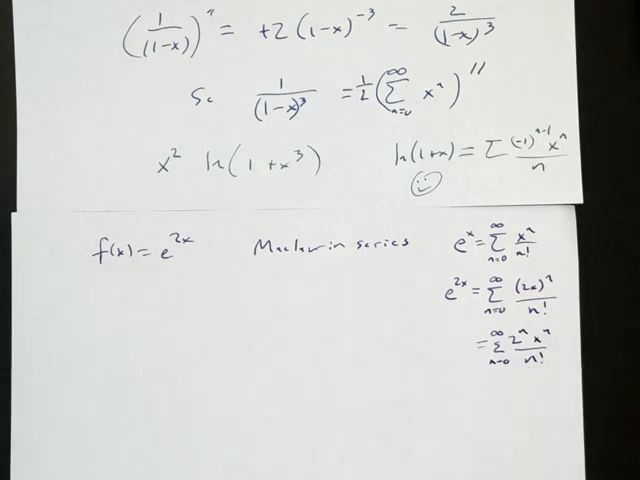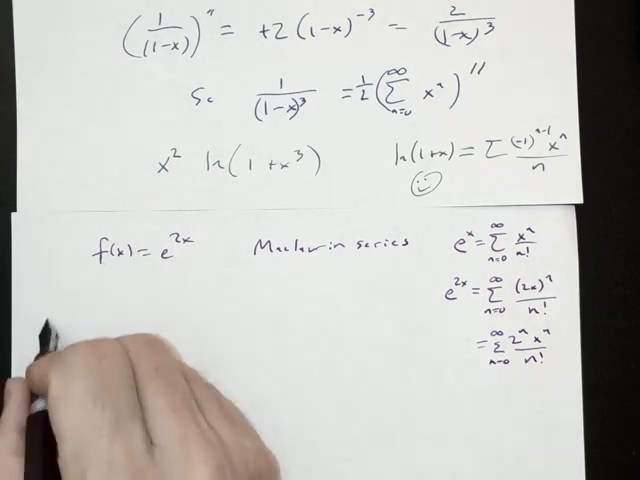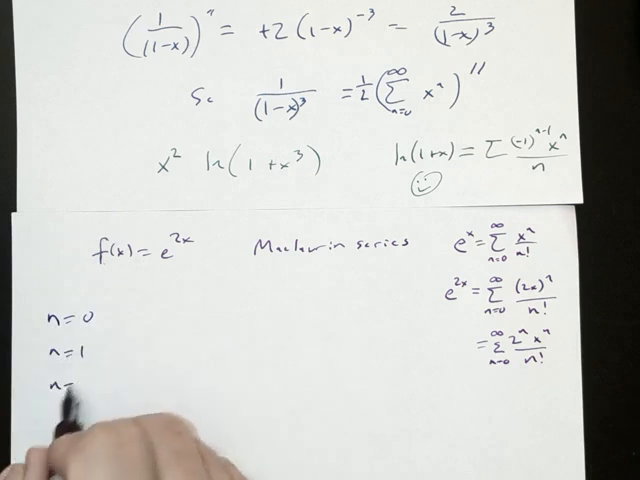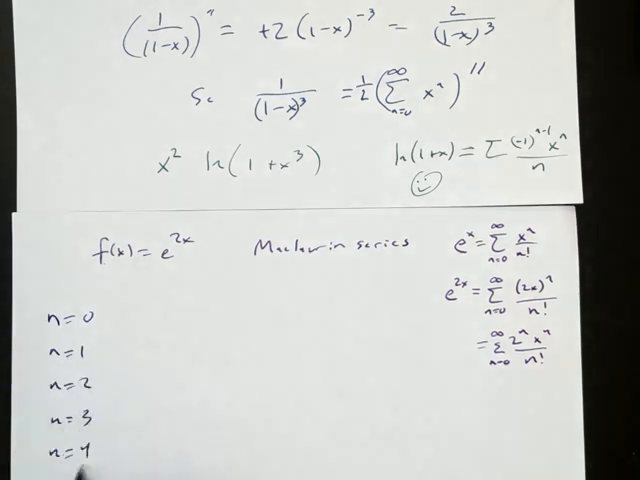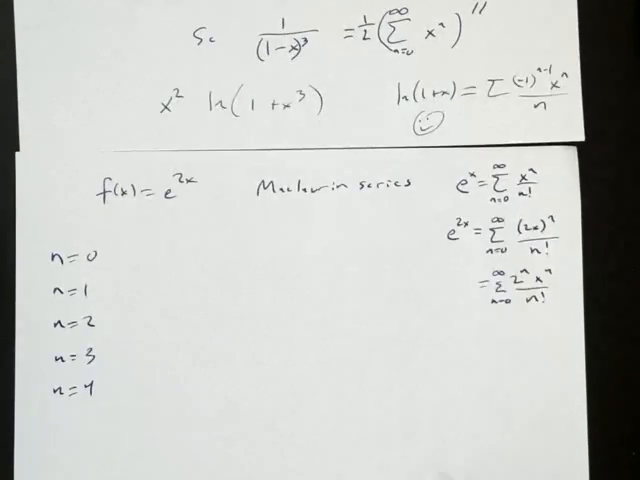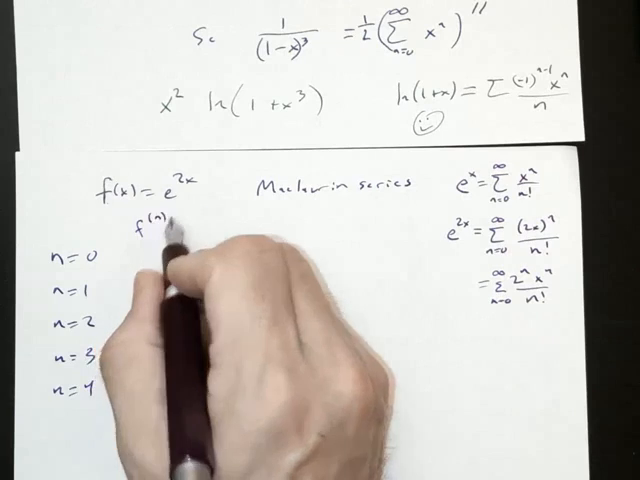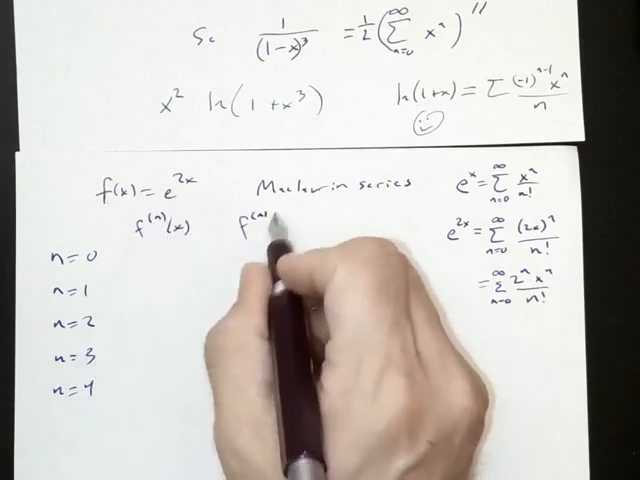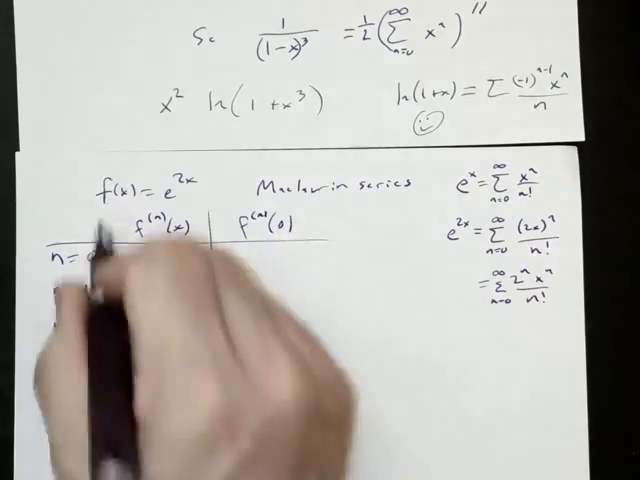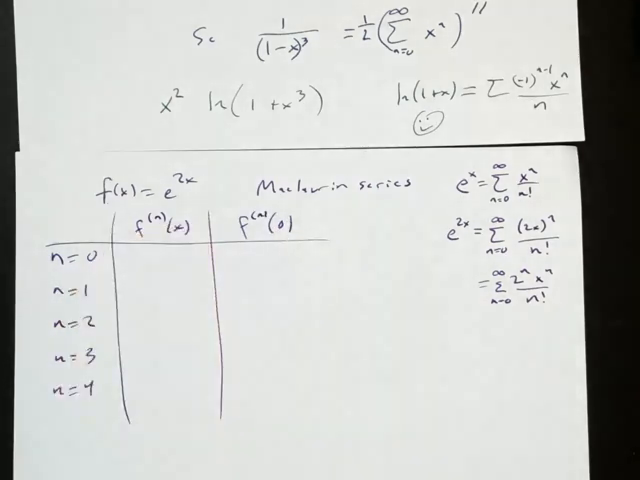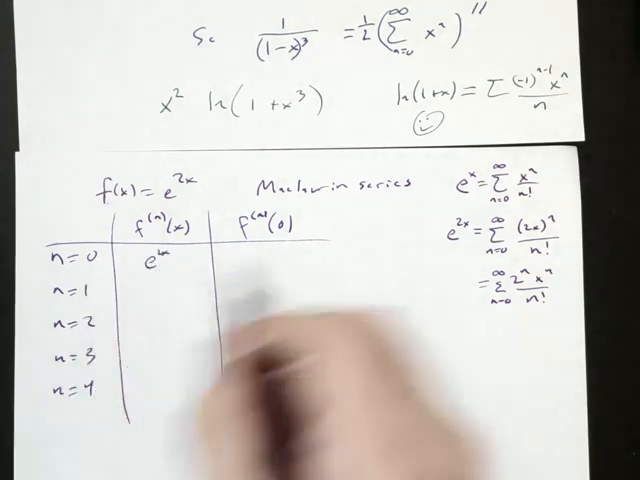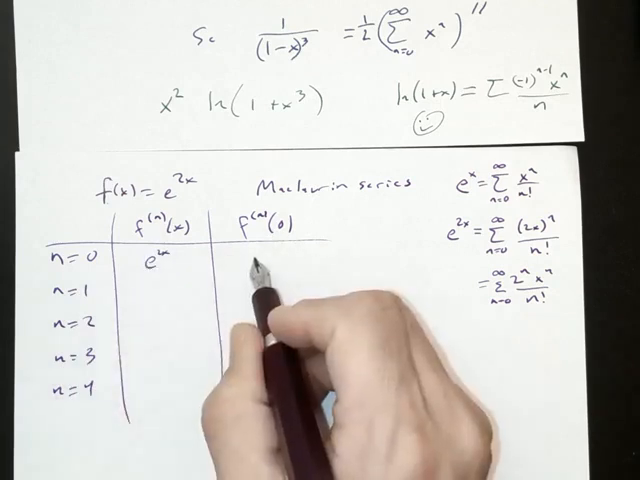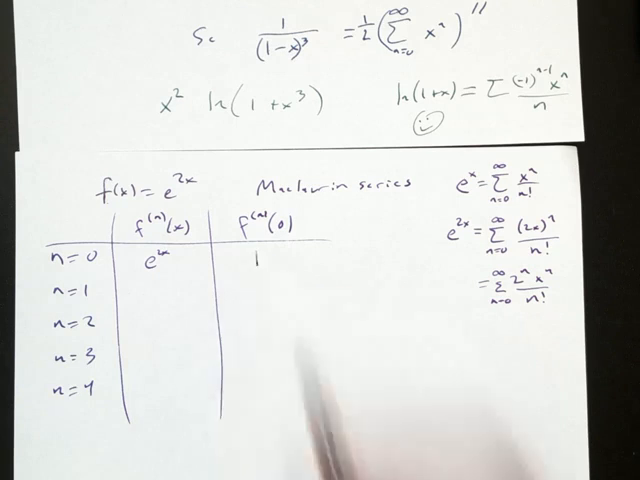So that's where I should end up. But you said by the definition. By the definition means I need to take derivatives, I need to plug in 0, and I need to look for a pattern. The 0th derivative is the function itself, so the 0th derivative is e to the 2x. And when I put in 0, I get e to the 0, which is 1.